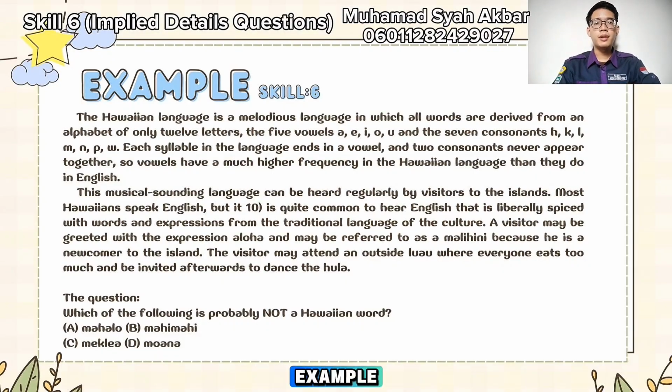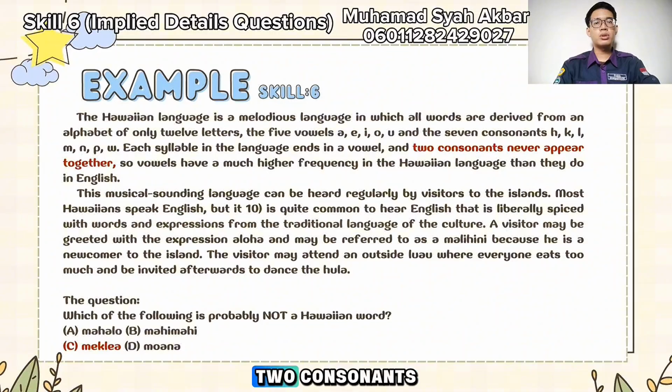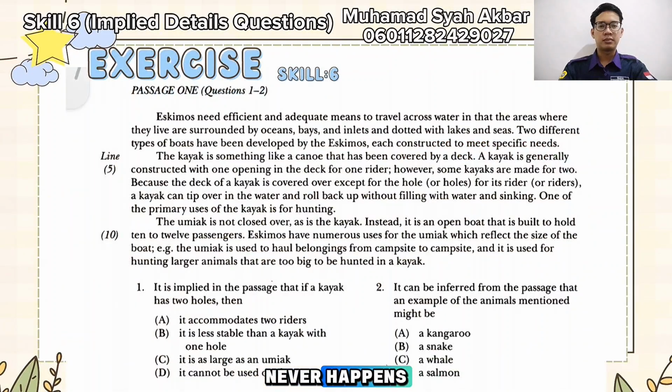Let's look at the example. The question is, which of the following is probably not a Hawaiian word? A. Mahalo, B. Mahi-mahi, C. Miklea, D. Moana. From the text, we can know that two consonants never appear together in Hawaiian words. So, the answer is C. Miklea, because K and L appear together, which the rule says never happens.